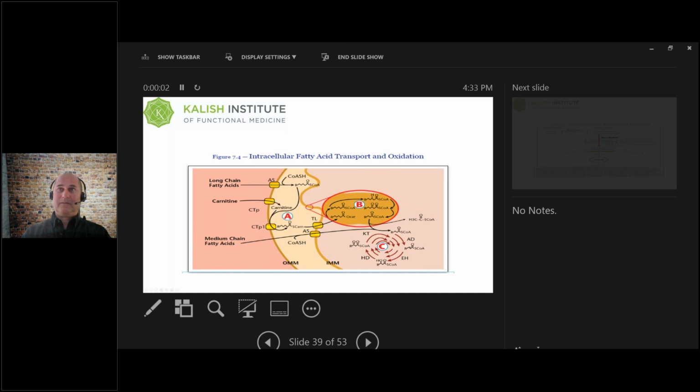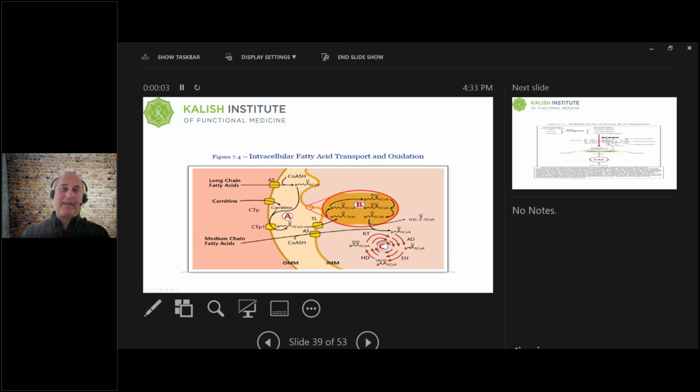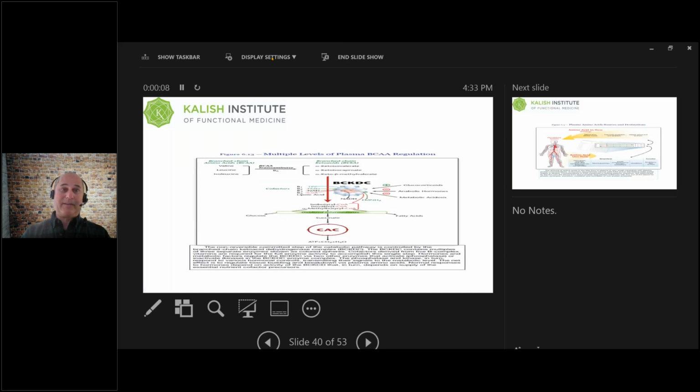And then, of course, the kicker is, where does beta oxidation occur? In the mitochondria, right? So what we're talking about is a metabolic problem that COVID induced, or a mitochondrial problem that COVID induced.